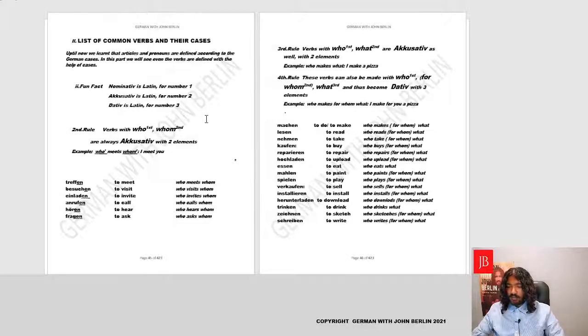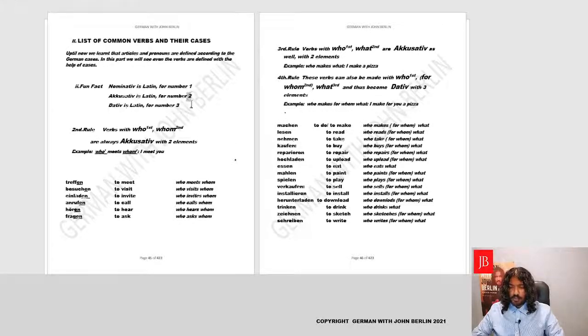Moving forward, let's have a look at some other verbs. Okay, machen. The meaning of machen is to make, sometimes also to do. We'll go with to make. So let's say I make a pizza. So what does the verb require? It requires who, the person making the pizza, I, and what? The pizza. So again, the verb machen is basically an accusative verb.